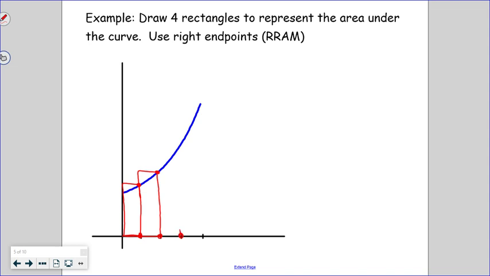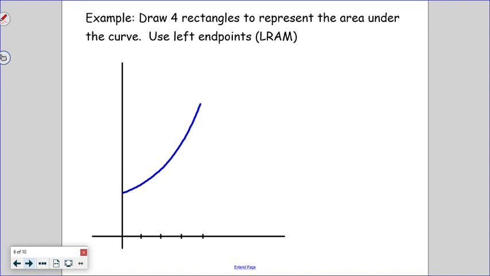Rightmost point, follow that up to the curve. When you hit the curve, complete your rectangle. And our last one. Okay, so that would be a picture of our RRAM. And we can do the same thing for the other 2. So the next one asks us to do the exact same thing with LRAM.